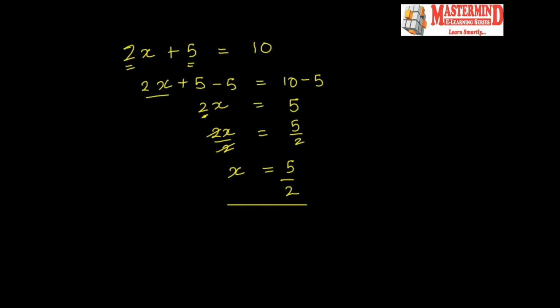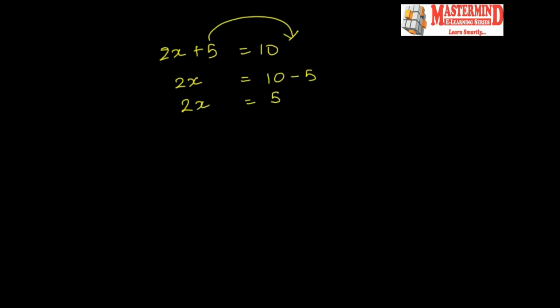Now let's solve this same sum using transposition method. You have 2x plus 5 equal to 10, right? First of all, we'll transpose this 5 on the RHS. So when we keep 2x on the left hand side and send 5 to the RHS, there's already 10 on the RHS. When we send this plus 5 into the right hand side, its sign will change and we'll have minus 5. So now we have 2x is equal to 5. 10 minus 5 is 5.